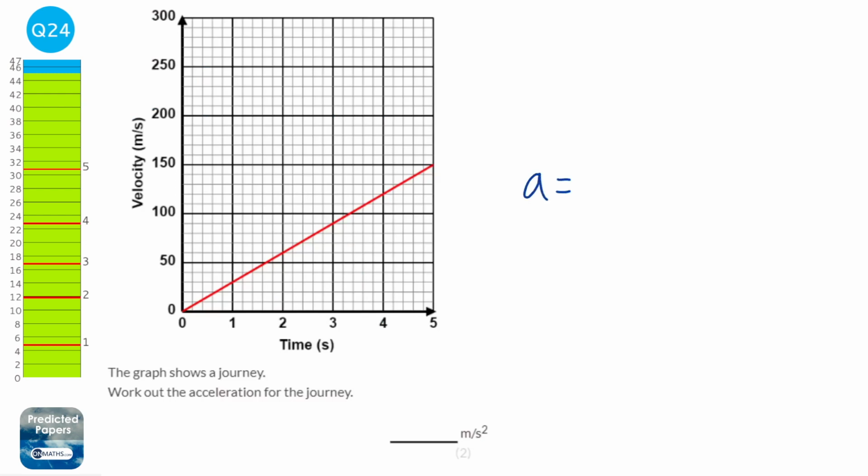Acceleration is change in velocity over change in time. So change in velocity where it starts at 0 and goes up to 150. So that would be 150. Over the change in times. Well, the time starts at 0 and goes up to 5, so that's 5. And so 150 divided by 5 is 30. The velocity is in meters per second, the time is in seconds, so the units will be meters per second squared. So it's 30 meters per second squared.